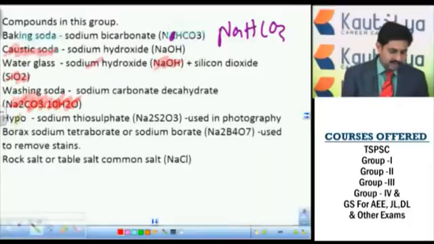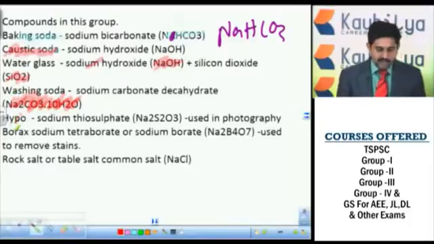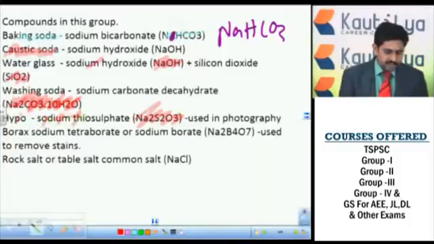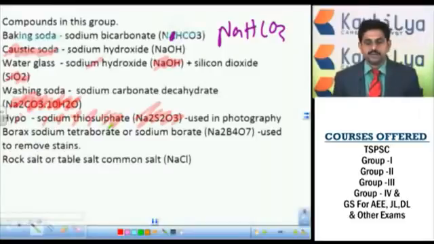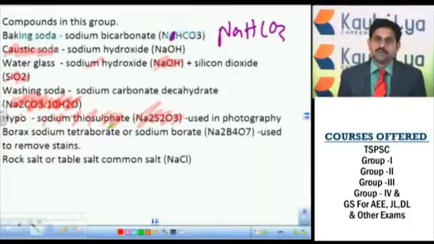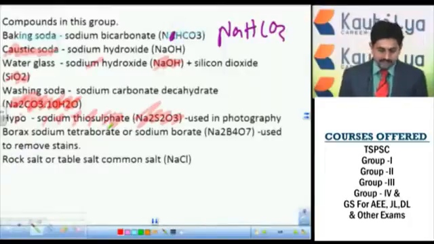One more thing is called hypo, which is used in photography film. The formula of hypo is Na2S2O3, sodium thiosulfate. The chemical name of baking soda is sodium bicarbonate. Caustic soda is sodium hydroxide. Water glass is sodium hydroxide plus silicate, NaOH plus SiO2. Washing soda is sodium carbonate decahydrate. Soda ash is sodium carbonate. Hypo is sodium thiosulfate. Thio means sulfur.